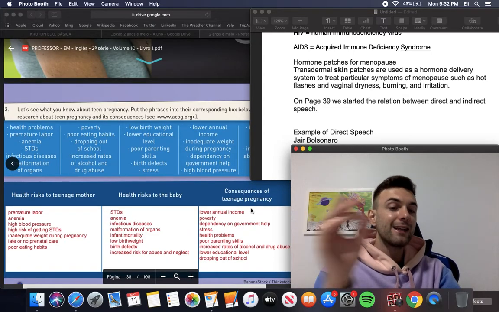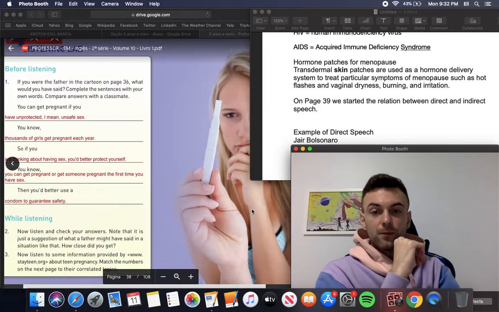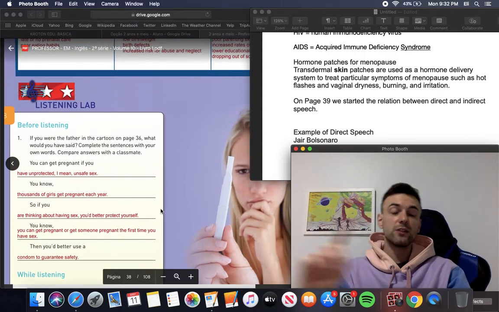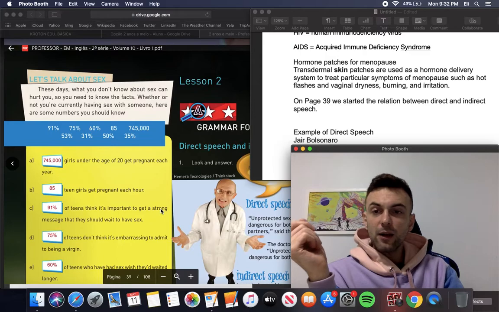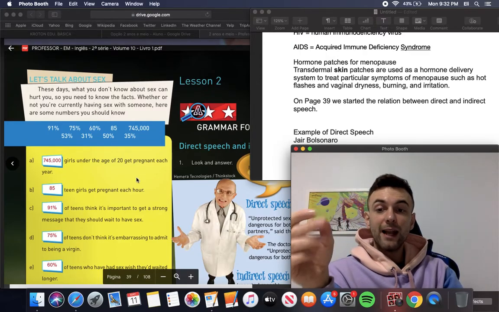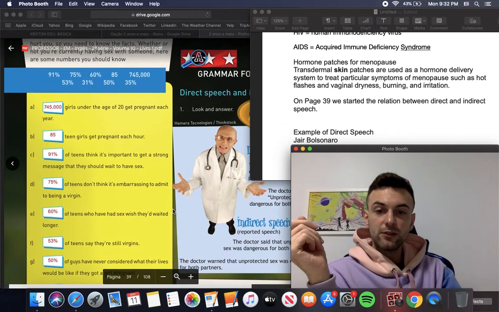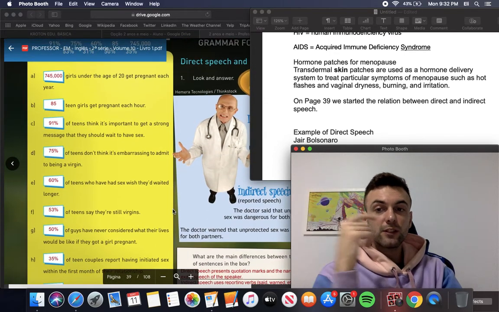Teenage pregnancy. Atenção, então, na minha pronúncia. O listening lab, então, vocês foram dispensados do listening lab. E aqui, então, nós tivemos um Let's Talk About Sex com alguns dados interessantes. Vou passar aqui a resolução para que vocês possam corrigir.